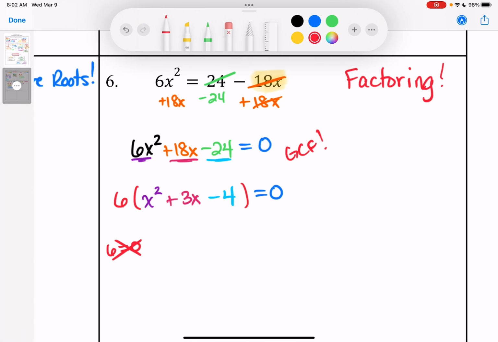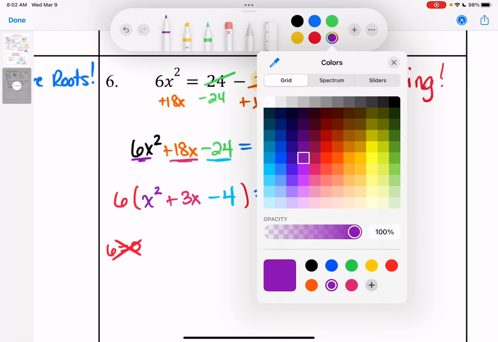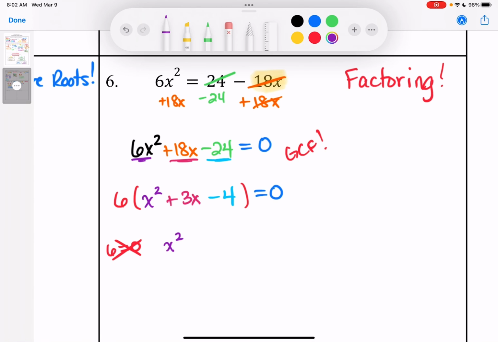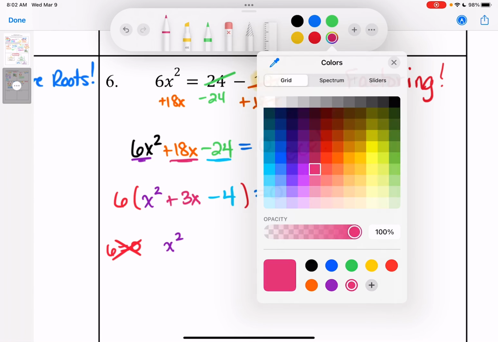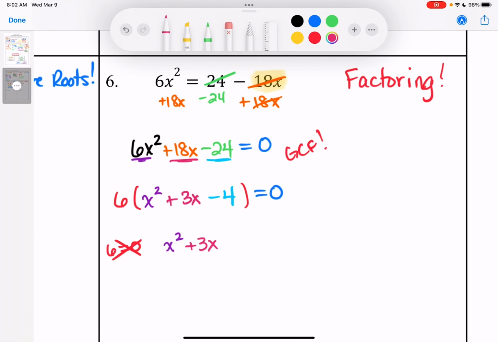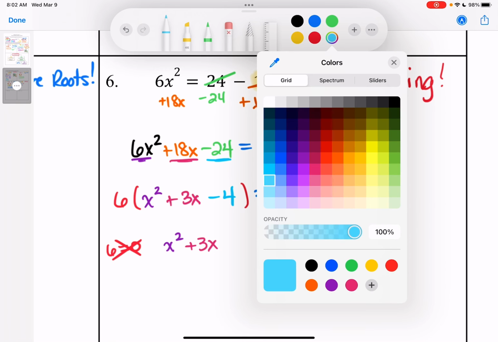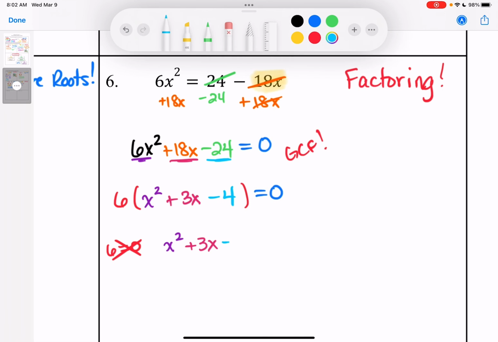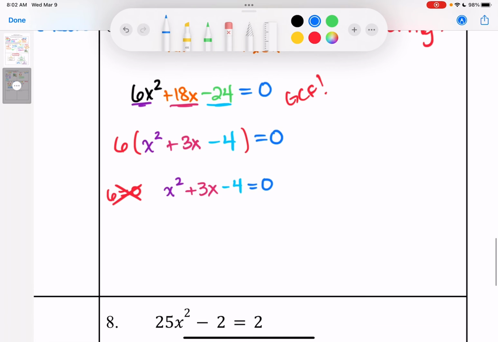I kind of like to think of it as setting it equal to 0 so that you don't forget on those GCF ones where there's an x in your GCF. Then you can't divide by x, and so that becomes a problem. So I like to think of it as setting it equal to 0, and then it's never going to equal 0, so I just keep going, right? So I cross it off. Okay, so now I have just my trinomial x squared plus 3x minus 4 equals 0.